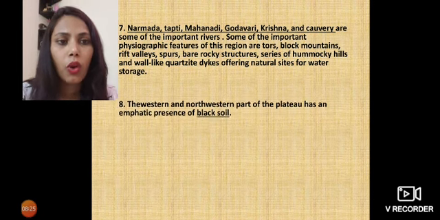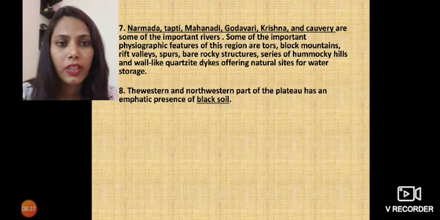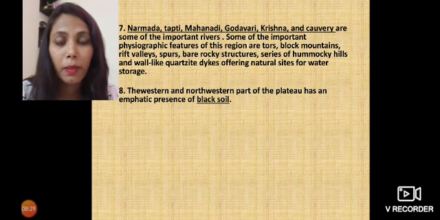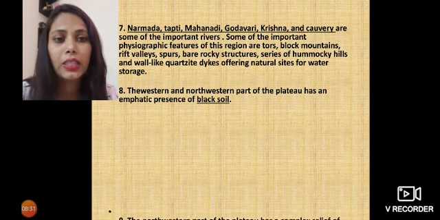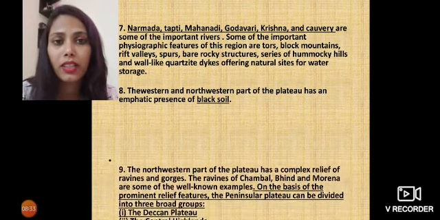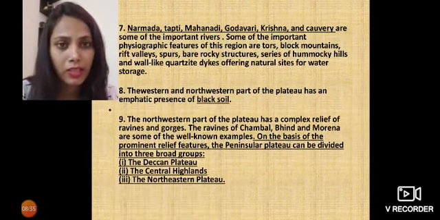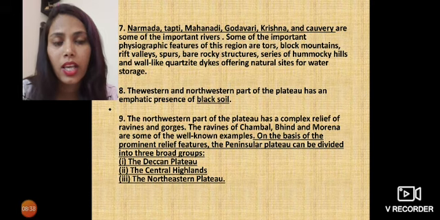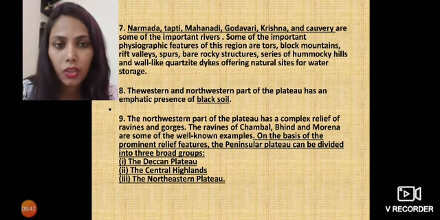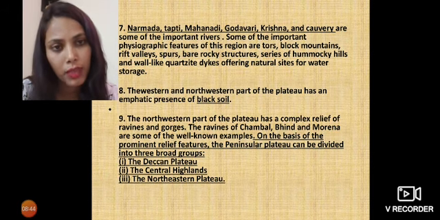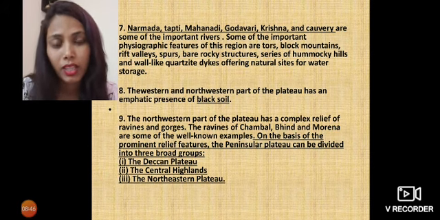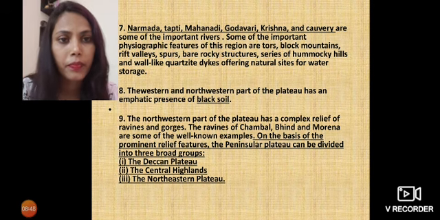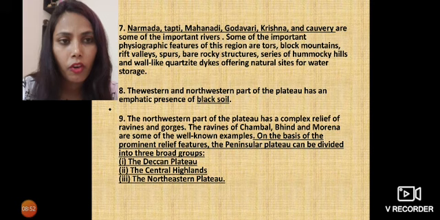The western and the northwestern part of the plateau has an emphatic presence of black soil. The main soil which comprises the plateau is the black soil. Remember that. In the northern plains, the main soil is alluvial soil. In the desert, the main soil is sandy soil, and in the same way in the Peninsular Plateau, the main soil is black soil.